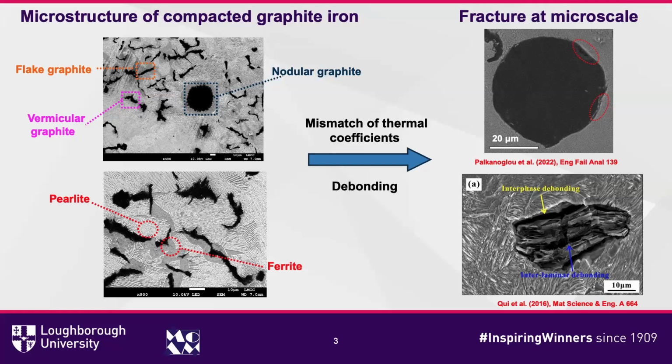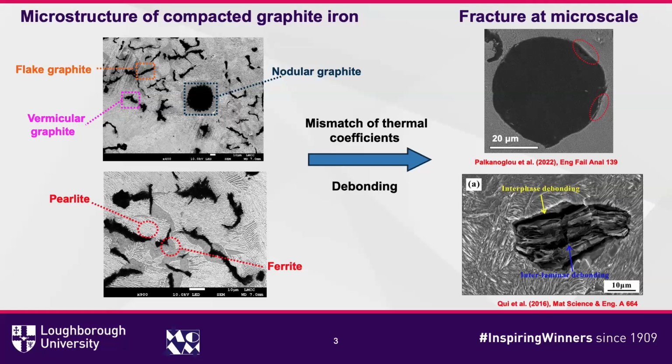Ferrite is a soft and ductile phase with a body-centered cubic microstructure. Pearlite is a harder microstructure, consisting of alternating layers of ferrite and cementite.